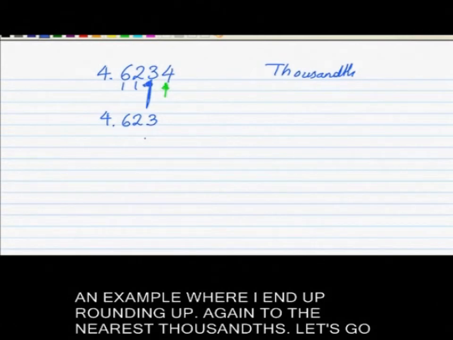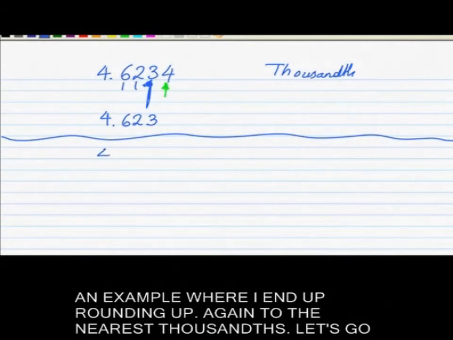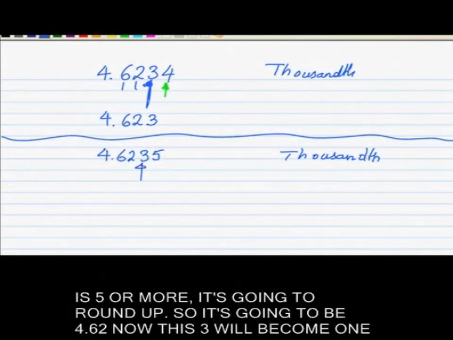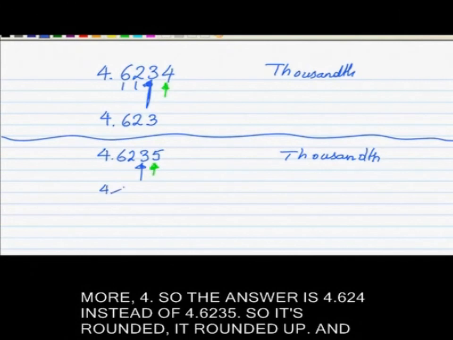Let's do an example where I end up rounding up, again to the nearest thousandth. Let's find the thousandths place. That's not the deciding factor. I go next door. It is 5. Since it is 5 or more, it's going to round up. So it's going to be 4.62, and now this 3 will become one more, 4. So the answer is 4.624 instead of 4.6235. It rounded up, and that's the result.